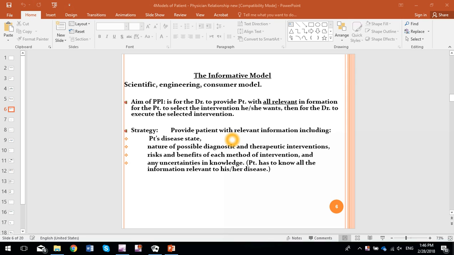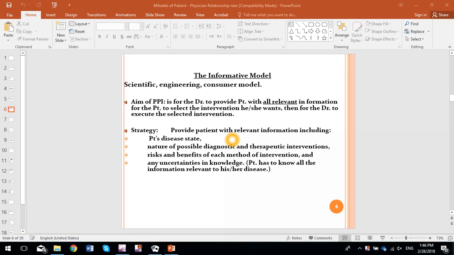The strategy here is to provide the patient with relevant information, including what? What is all relevant information? The patient's disease state, the nature of possible diagnosis, which is the provisional diagnosis, and the therapeutic interventions. If there is more than one line of therapeutic intervention, he has to describe it to him. And what are the risk and benefit of each method of intervention?